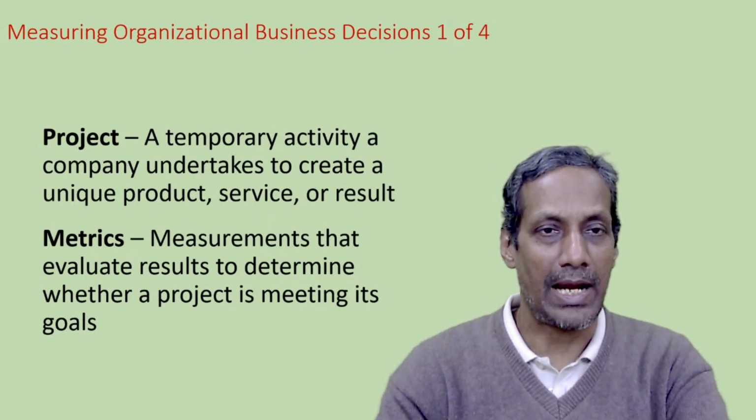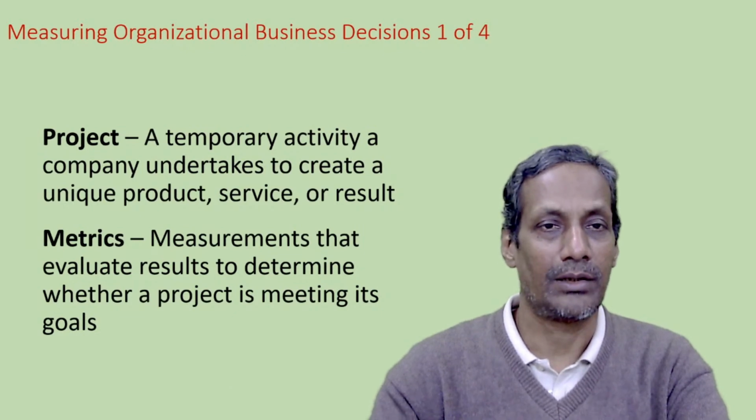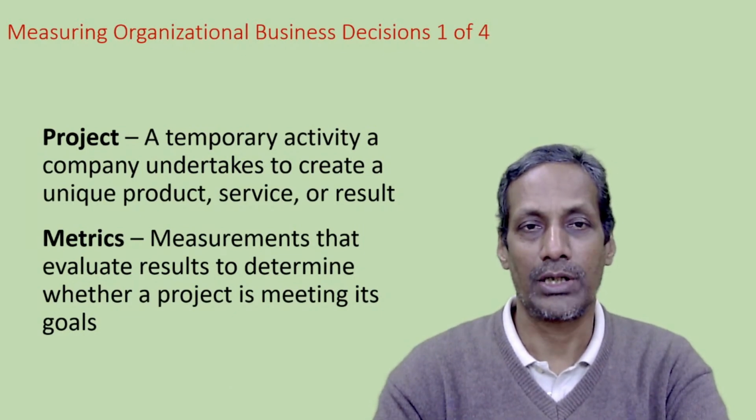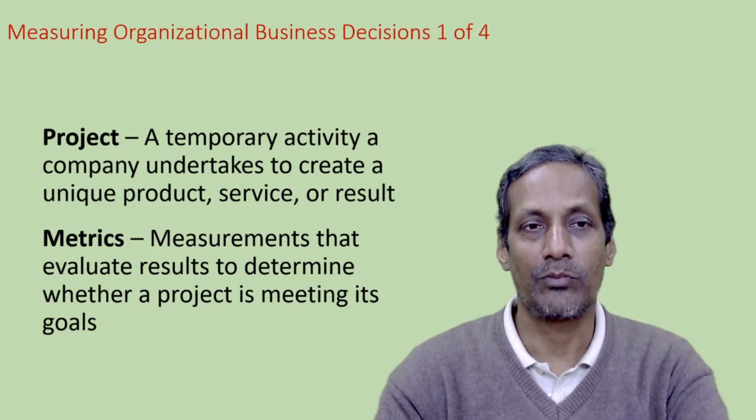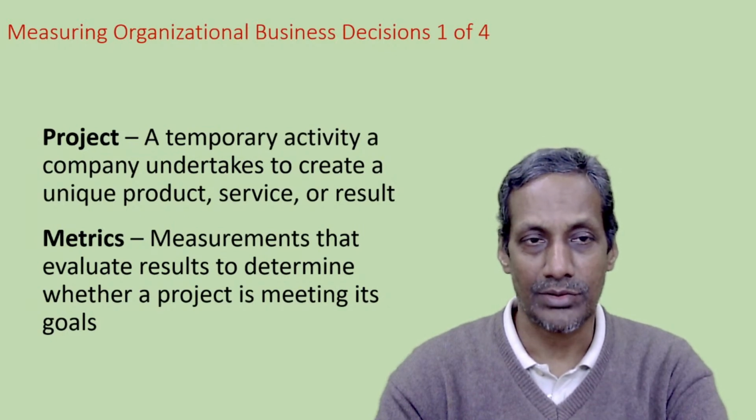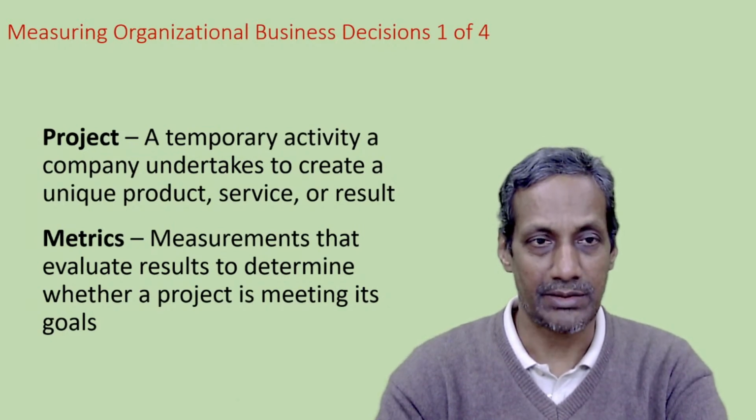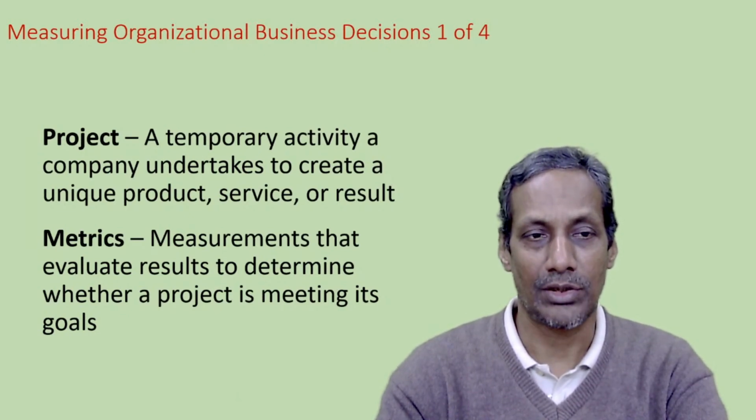So managers handle projects, which is a temporary activity. A managed project can be a temporary activity which a company undertakes to create a unique product, service, or result. And information systems are used to complete the project in time within budget. Metrics are also used to arrive at the solution in the right time within the right budget. Managers strictly follow the metrics or the measurements to evaluate results to determine whether the project is meeting its goals or not.